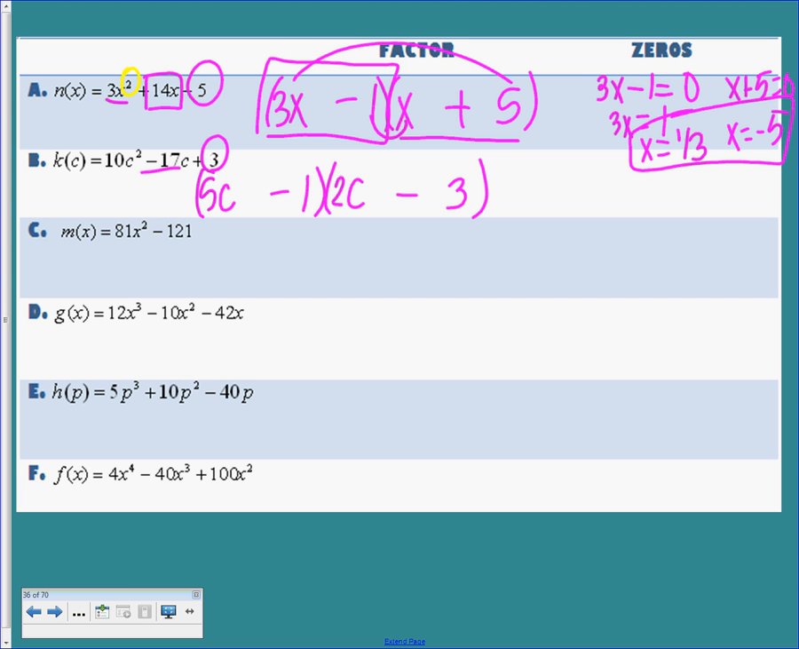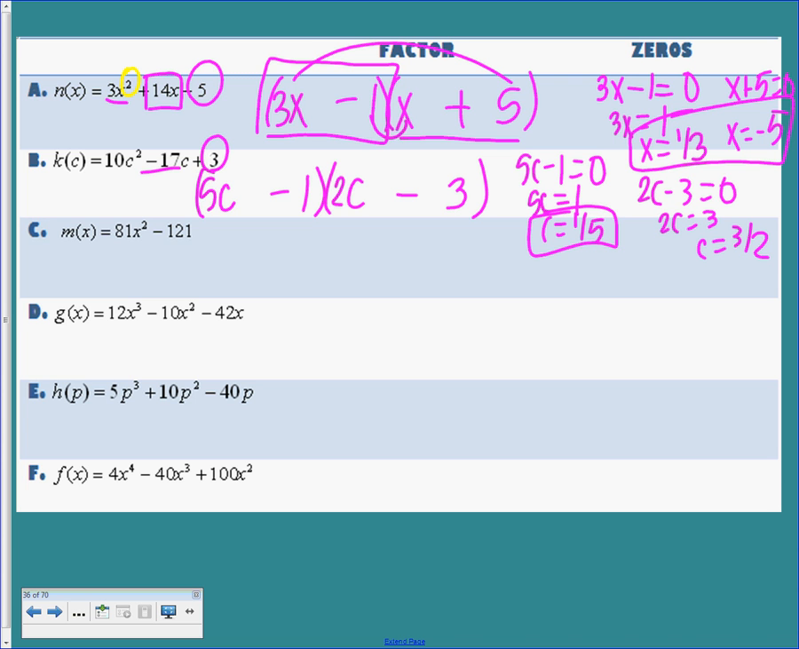The new stuff says, what does that mean my 0 is? You just take each factor and set it equal to 0. So 5c minus 1 equals 0. So 5c equals 1, so c would equal 1/5. The second factor would be 2c minus 3 equals 0. So 2c equals 3, so c equals 3/2. So your two zeros here are 1/5 and 3/2.